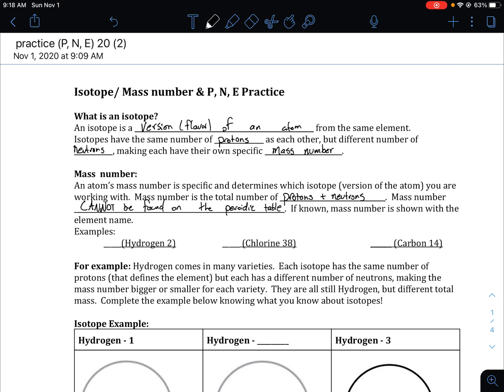So you're probably sitting there, Mr. Mahadi, well, where am I supposed to find the mass number? Well, let me tell you. Either we have to give the specific isotope to you, so we will tell you what the mass number is, or we will give you enough information with protons, neutrons, and electrons to figure out the mass number.